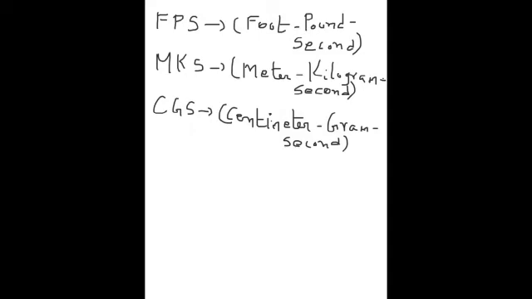Next aspect we are going to see is dimensional analysis. There are different systems of units. To name a few, FPS, that is foot pound second, MKS system, meter kilogram second, and CGS system, centimeter gram second. For the sake of uniformity, the SI system of units is adopted throughout the world. To convert units from one system to the other, we use the method of dimensional analysis.